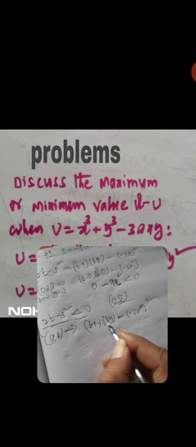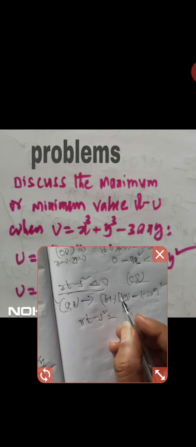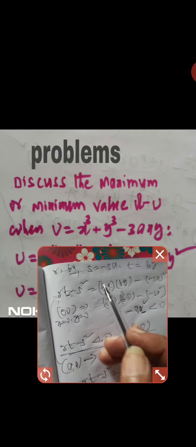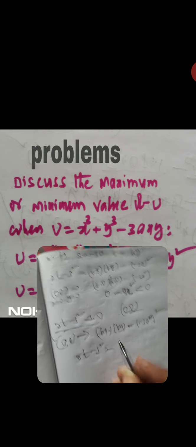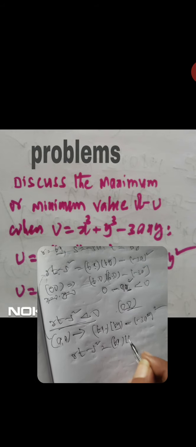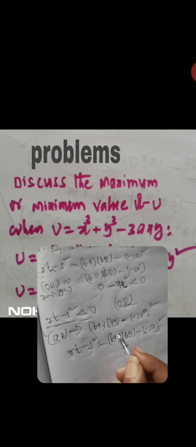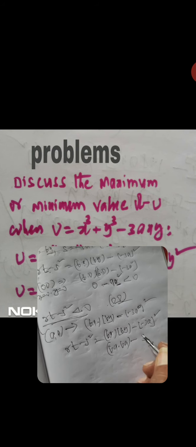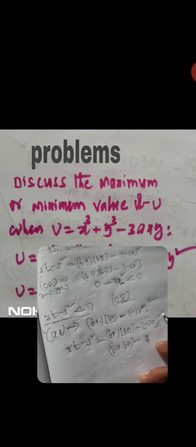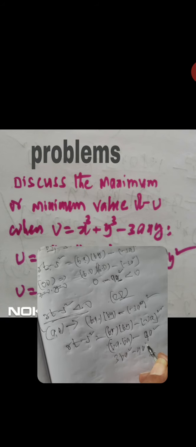Now same, rt minus s square means 6x, 6y minus of minus 3a whole square. Now substitute 6a: minus of minus 3a whole square, 9a square. 36a square minus 9a square.